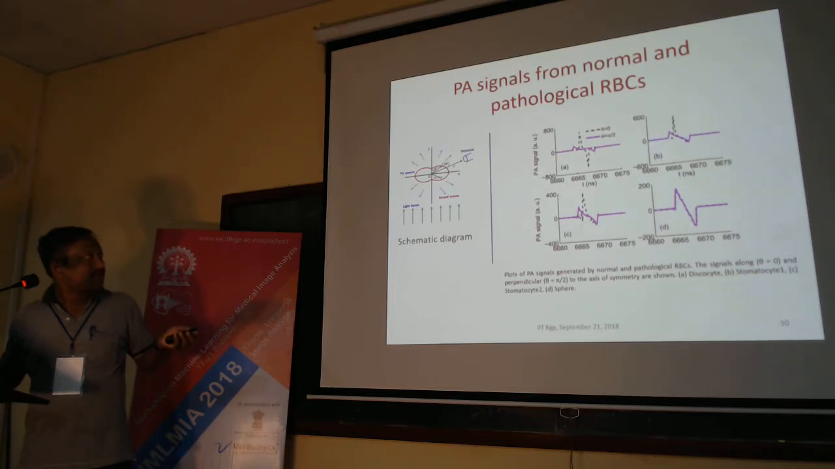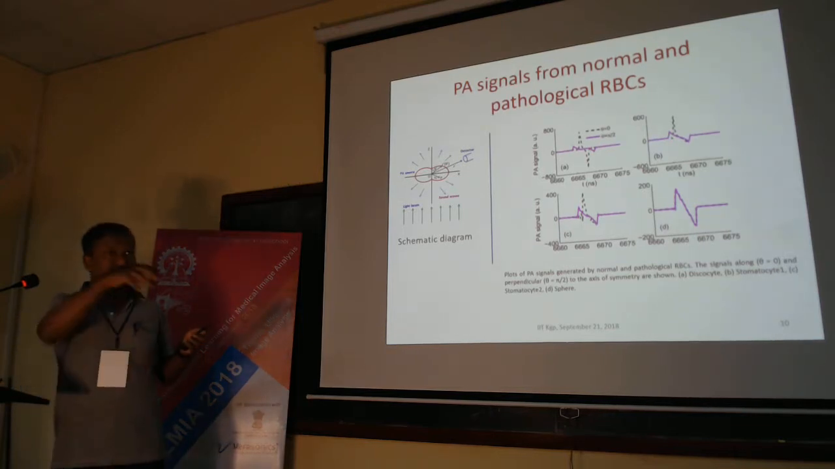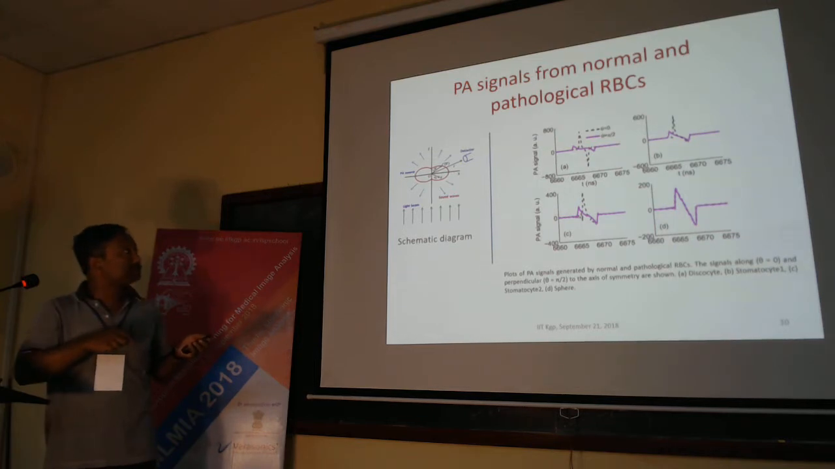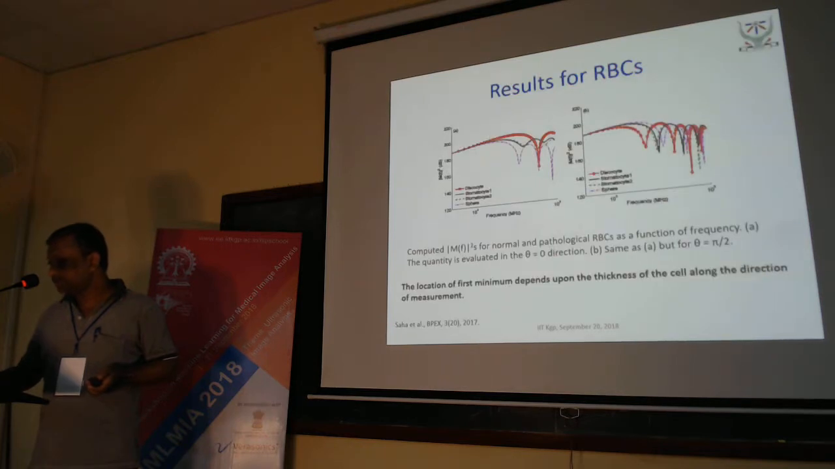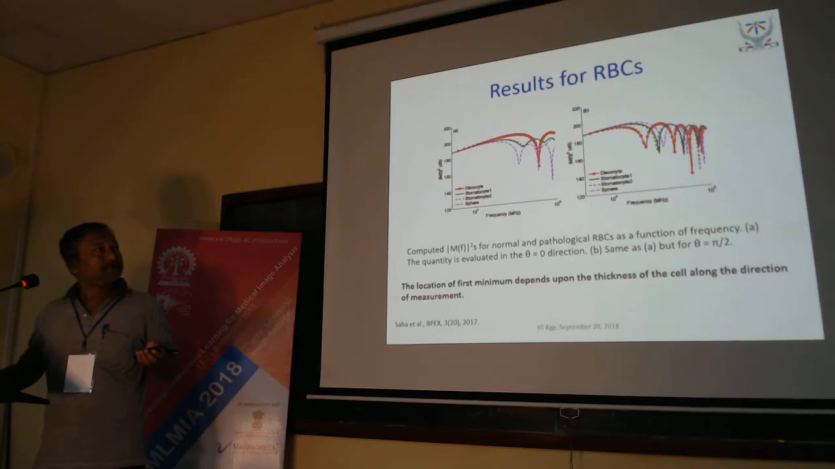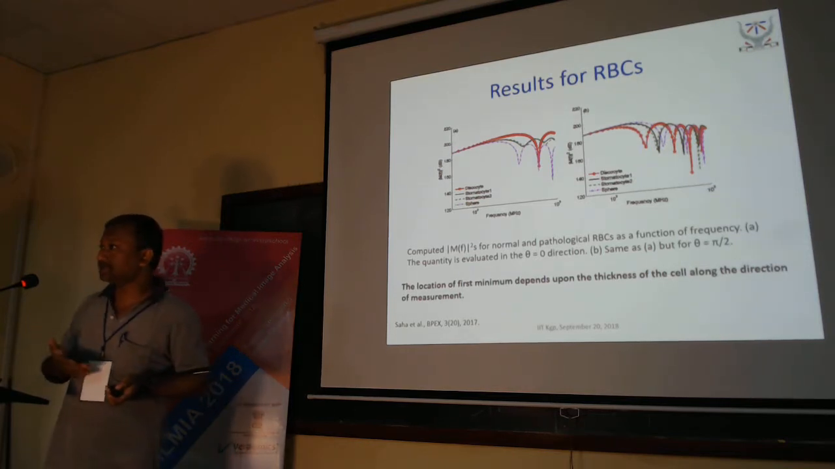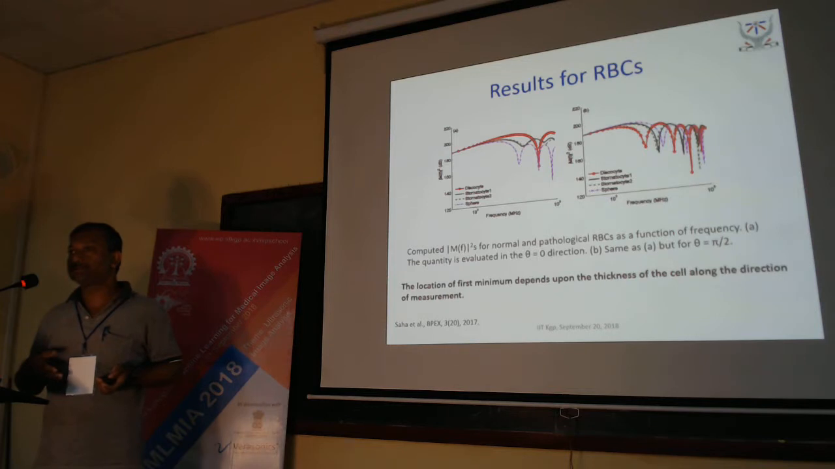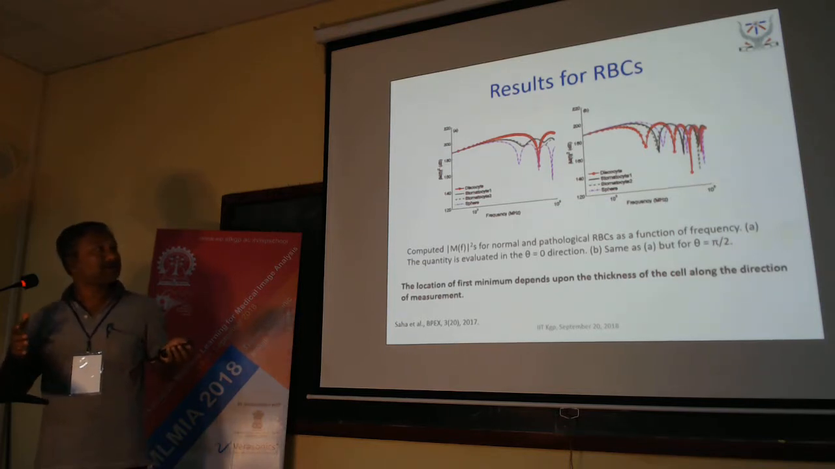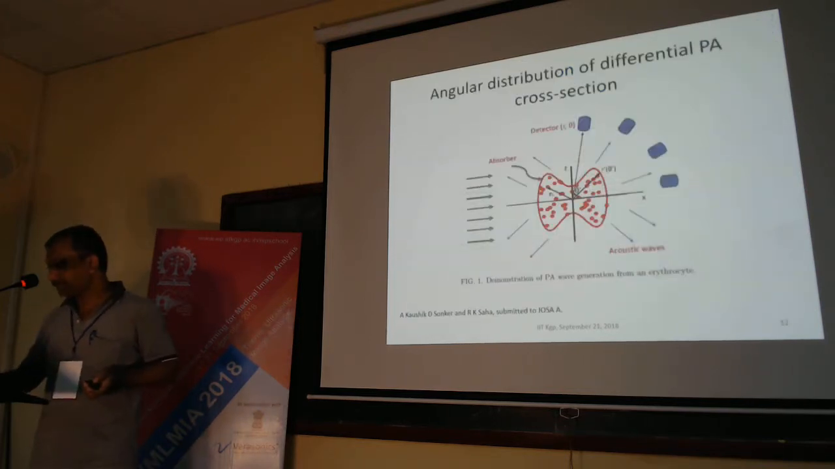So I already explained this slide, that for different shapes, you are probing from two angles, theta equals 0 and theta equals pi by 2. You have different signals and their spectral characteristics are different, and using those characteristics you can estimate RBC size and shape. People are doing experiments as well. As I said, they are using a 400 megahertz transducer and 300 picosecond lasers to do that.